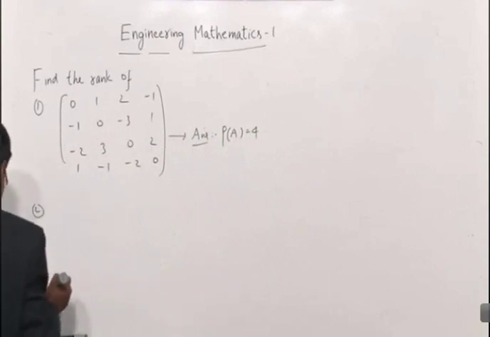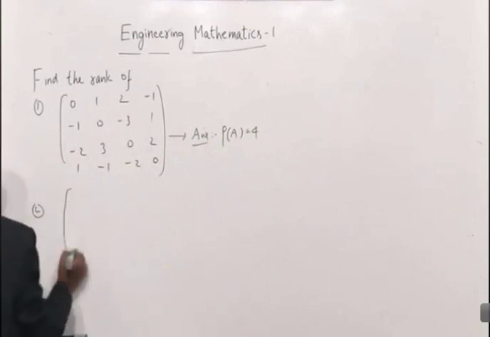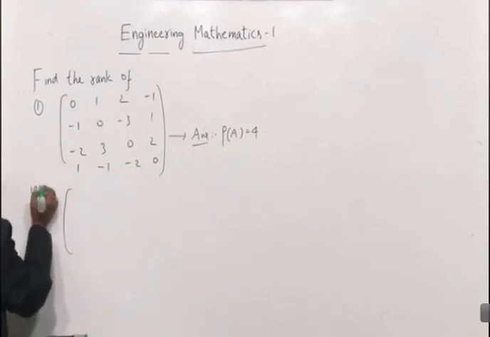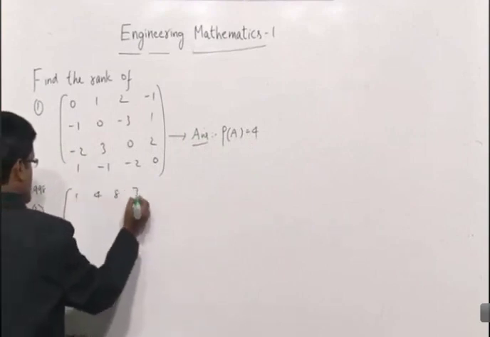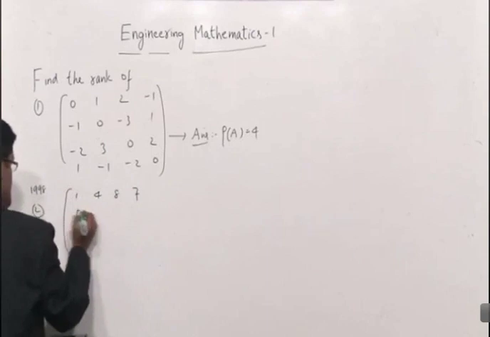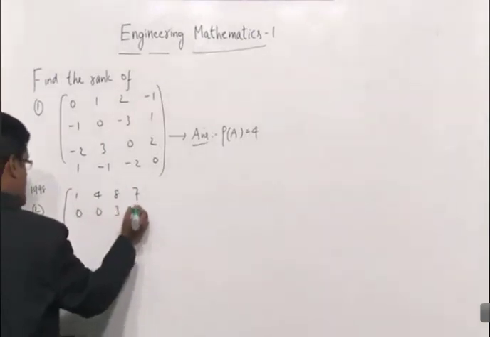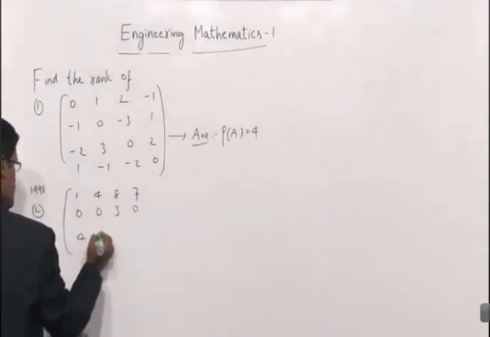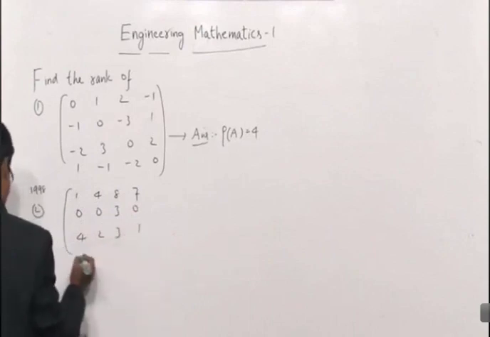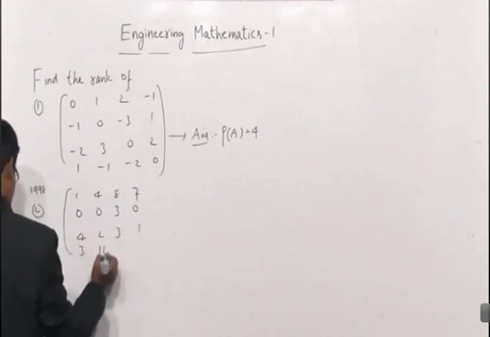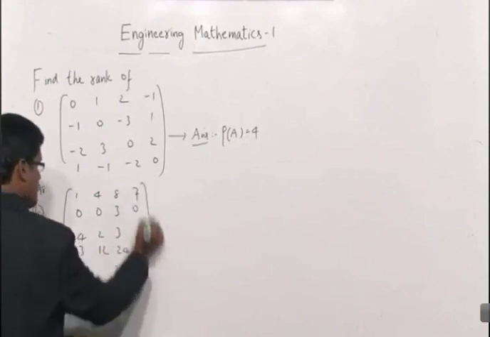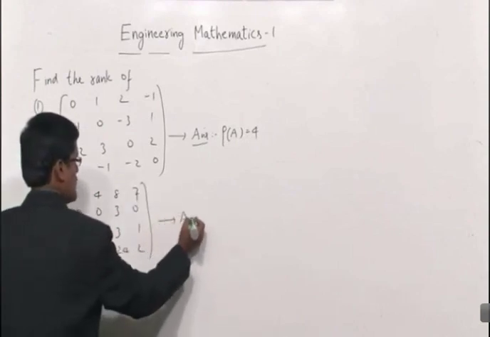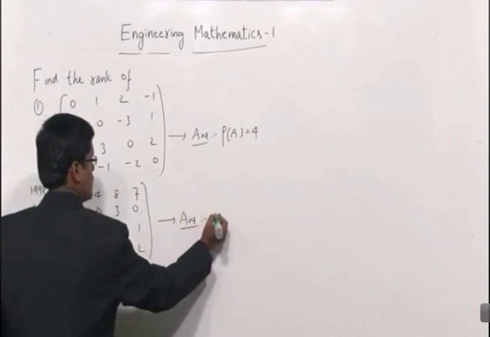Second problem, which was given in 1998, 2 marks: 1, 4, 8, 7, 0, 0, 3, 0, 4, 2, 3, 1, 3, 12, 24, 2. Answer for this is 3.